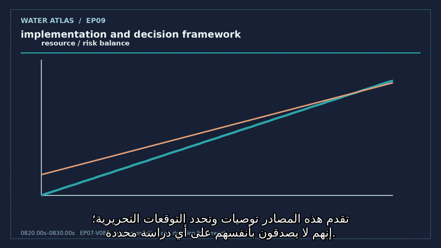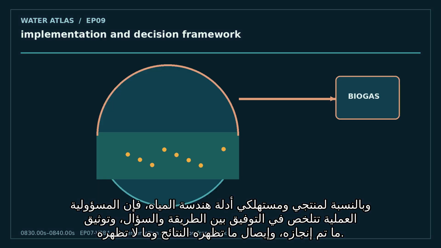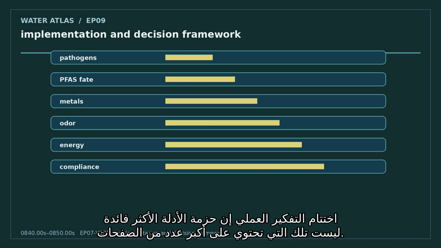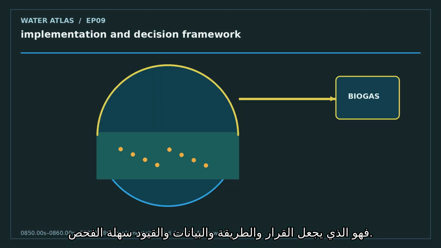These sources make recommendations and set editorial expectations. They do not, by themselves, certify any specific study. For producers and consumers of water engineering evidence, the practical responsibility is to match method to question, document what was done, and communicate what the results do and do not show. The most useful evidence package is not the one with the most pages. It is the one that makes the decision, the method, the data, and the limitations easy to inspect.